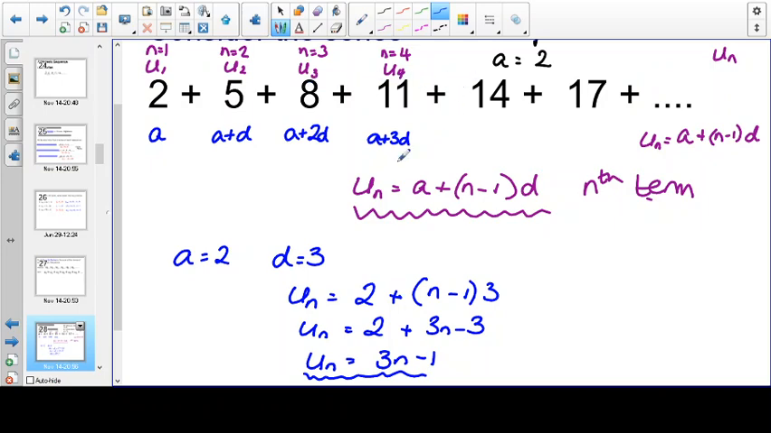Okay, but that is our general nth term for any arithmetic sequence. And you've got to remember that. Now we can use that, because we know this, we can use that now to solve problems involving arithmetic sequences.